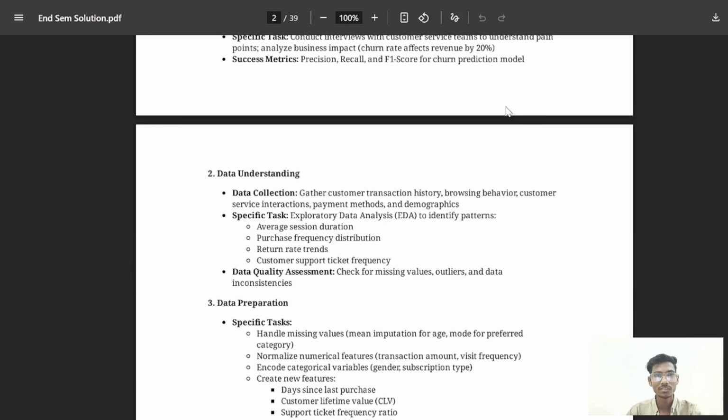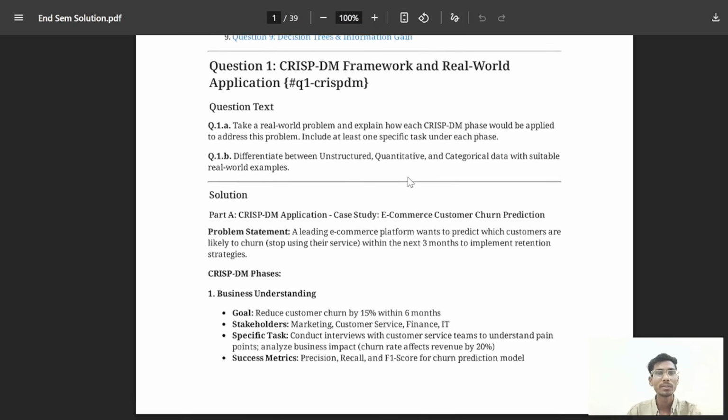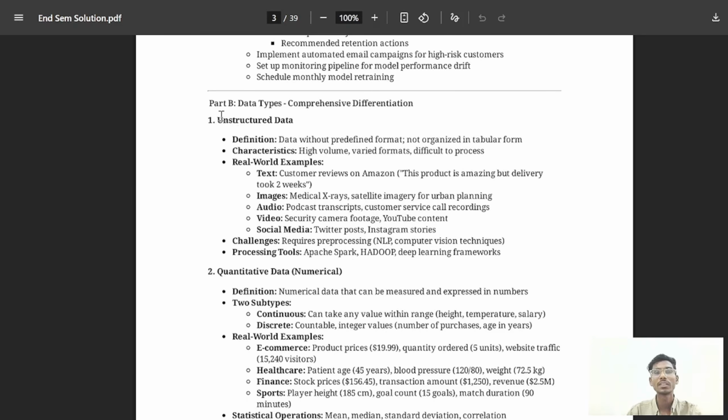So the second question was: differentiate between structured, quantitative, and categorical data with suitable real world problems. What is unstructured data? Data without predefined format, not organized in tabular form. It is raw data which is not in the form of tables, rows and columns. Its characteristics are high volume, varied formats, difficult to process.